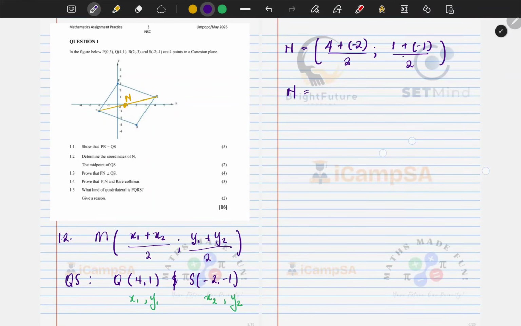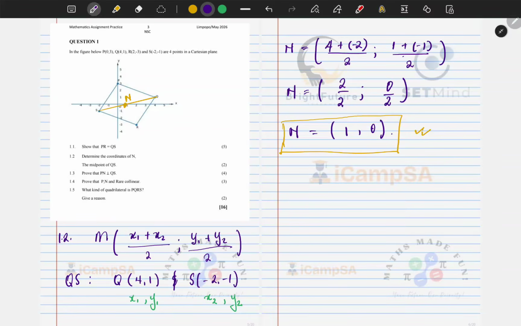So now N is going to be equal to, we can simplify there: a negative times a positive is negative, so it's going to be 4 minus 2, which is 2, divided by 2, and then you have 1 minus 1, which is 0, all over 2. And now you are going to have 1 and 0. So these will be your coordinates of N.